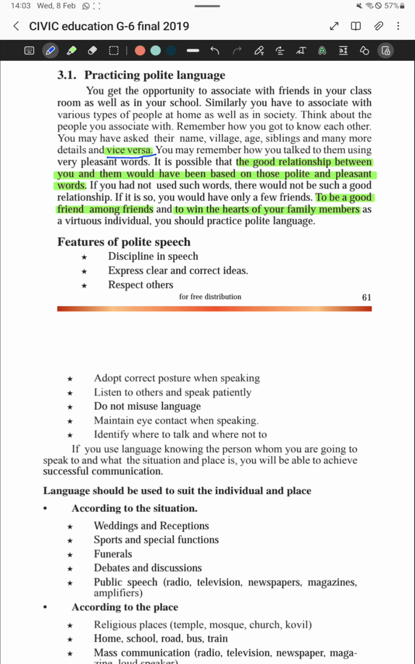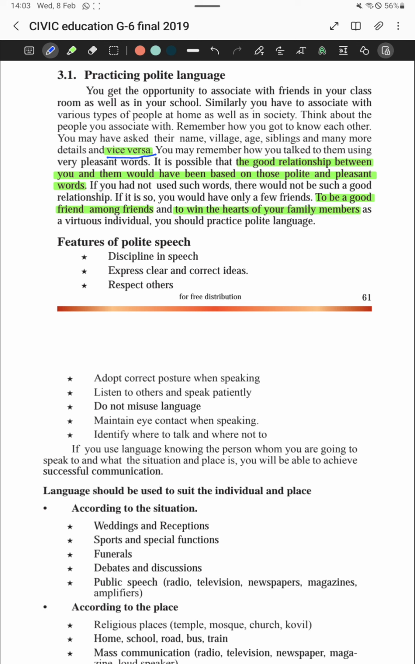So likewise, if you want to have a good relationship, as I have highlighted, between you and them, I mean the third party, the society, then you should be based on these polite and pleasant words. So if you want to have a good relationship, you should have a polite and pleasant word set, right? So then you can have a good relationship with the people. And also there will be many advantages like the things that I have highlighted: to be a good friend among friends and to win hearts of your family members, right?